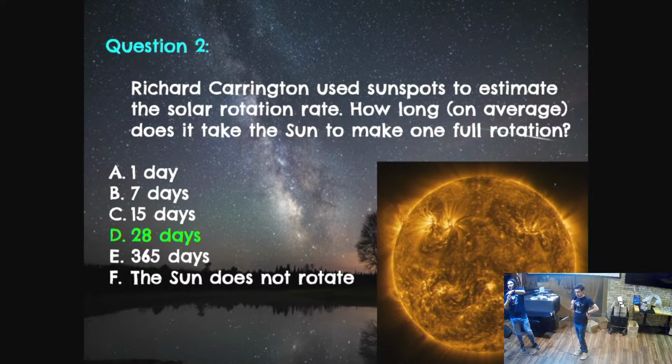The pole is shorter. The equator is the longest. 28 days is the equator. The equatorial region of the sun rotates at 28 days. It goes to about a latitude of, say, roughly 10 to 20, and then above that, it gets shorter and shorter as you get closer to the poles. What I'm saying is, on average, the answer is 28 days. It's right there.